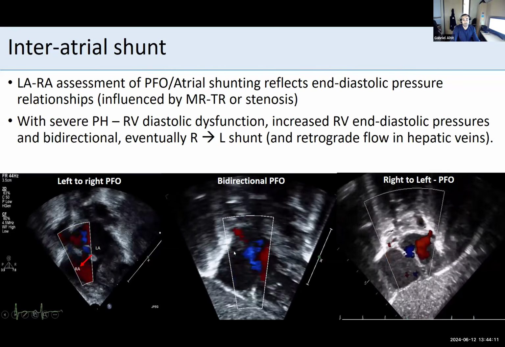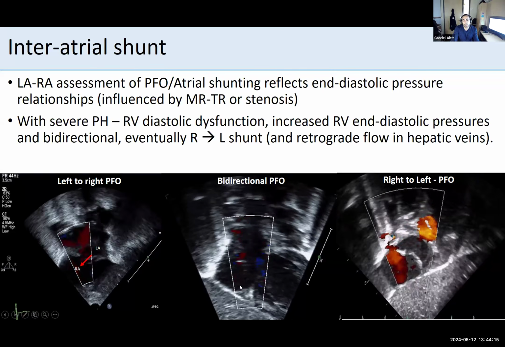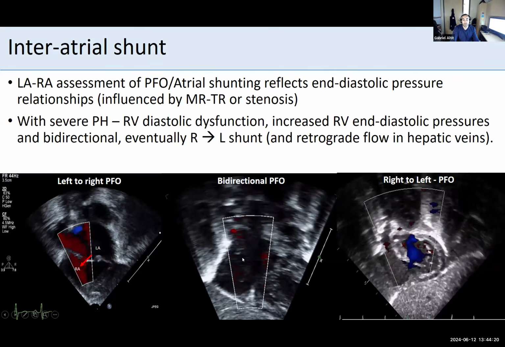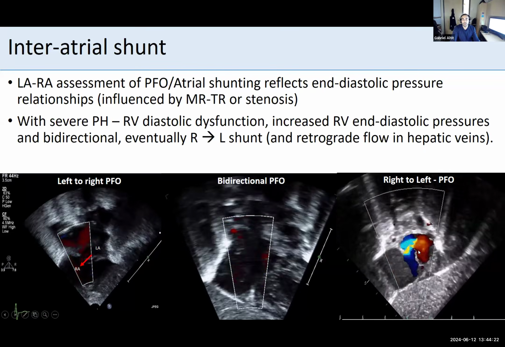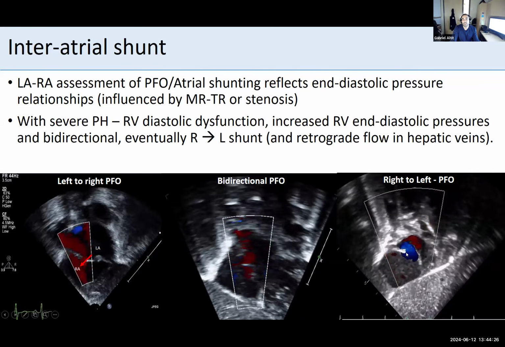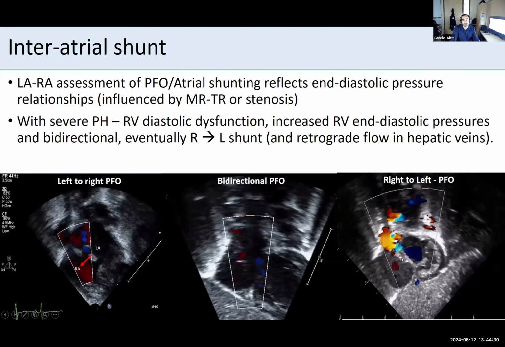If I have a bidirectional PFO, well, this is telling me that the LA and RA filling pressures are relatively similar, and that's why you get this bidirectional shunt. And if you have a full right to left shunt from the right to left atrium, well, it informs you that the right atrial pressure is higher than your left atrial pressure.